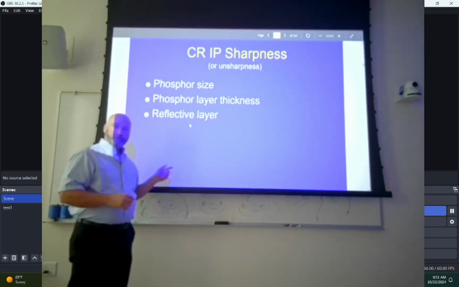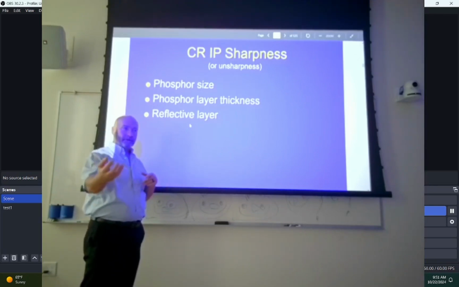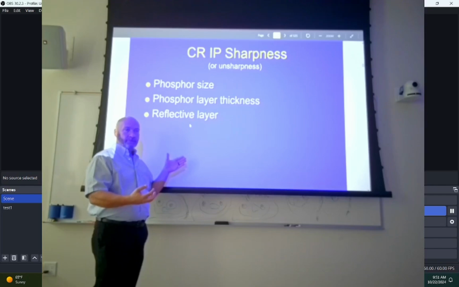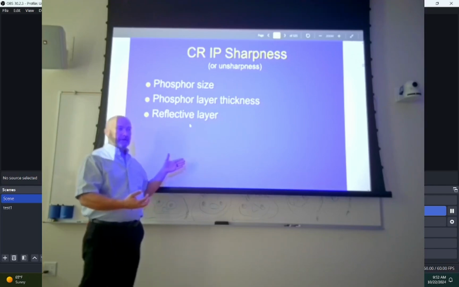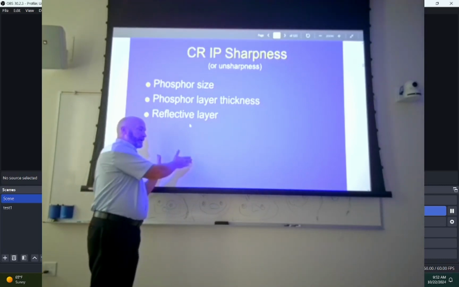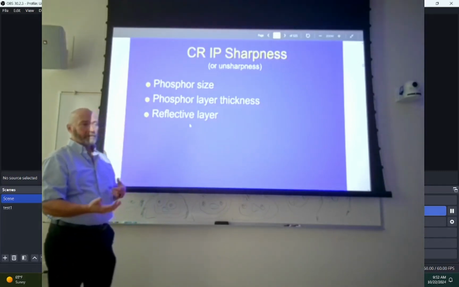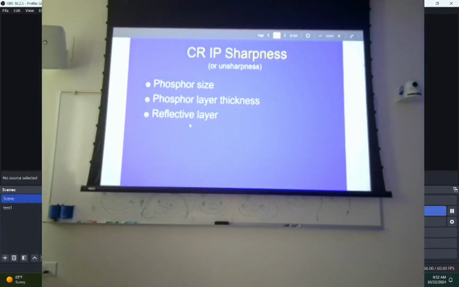Some of that's going away from the reader. So in order to maximize the signal back to the reader and minimize patient dose, what we have is a reflective layer behind that phosphor layer. And with that reflective layer, if the light's going in that direction and it's spreading out, and it hits that reflective layer and it comes back, it's going to continue to spread out. And again, you're going to lose sharpness of recorded detail. So there are a lot of things that can go wrong in the CR imaging system that will reduce the sharpness of recorded detail. So how do we maximize it? Small phosphors, thin layers, and preferably no reflective layer.